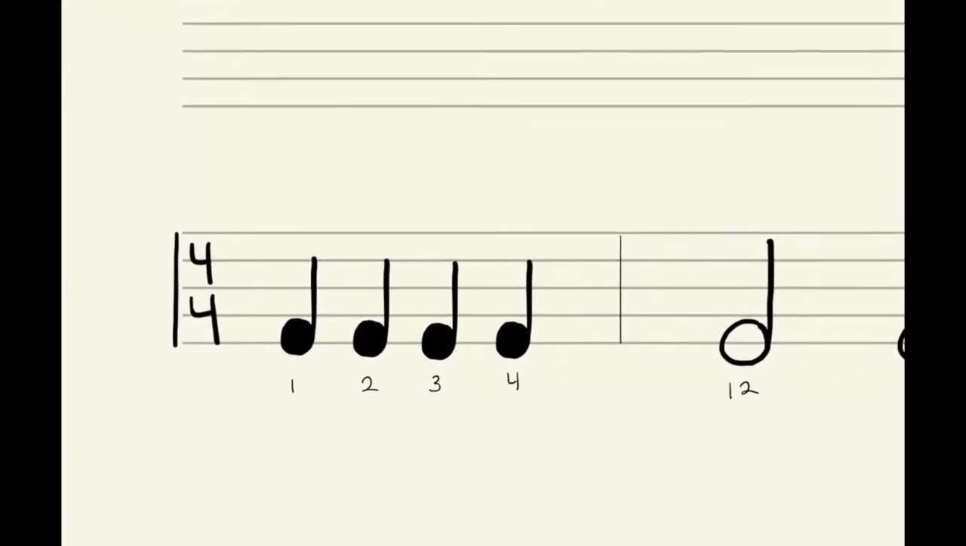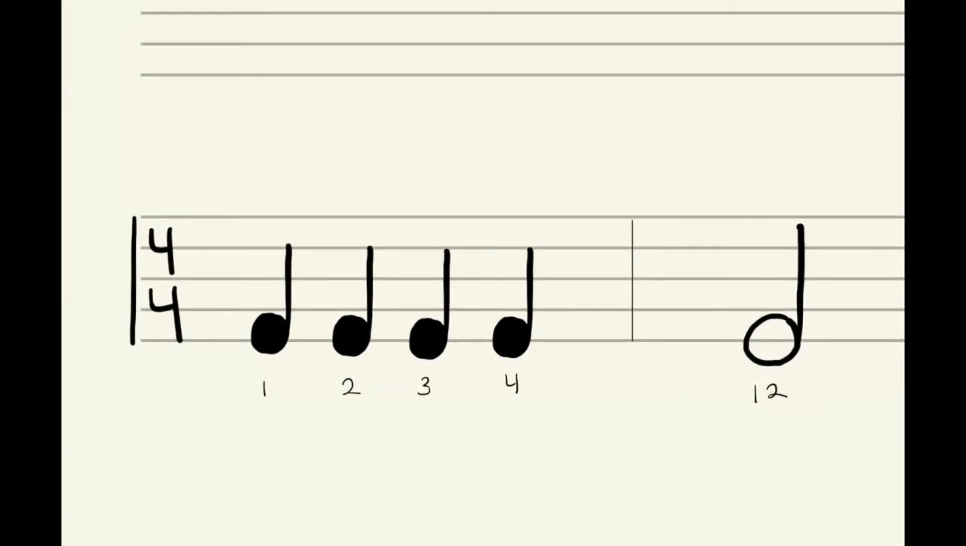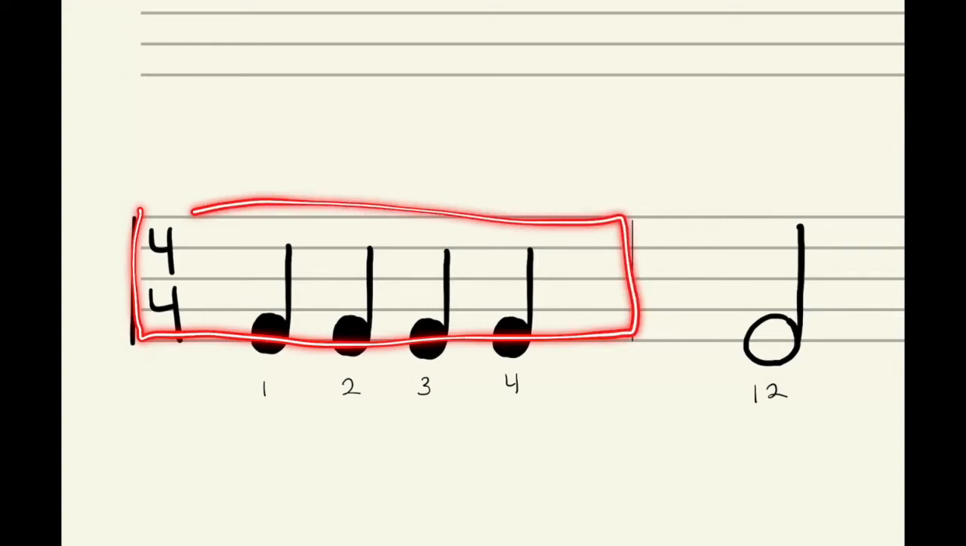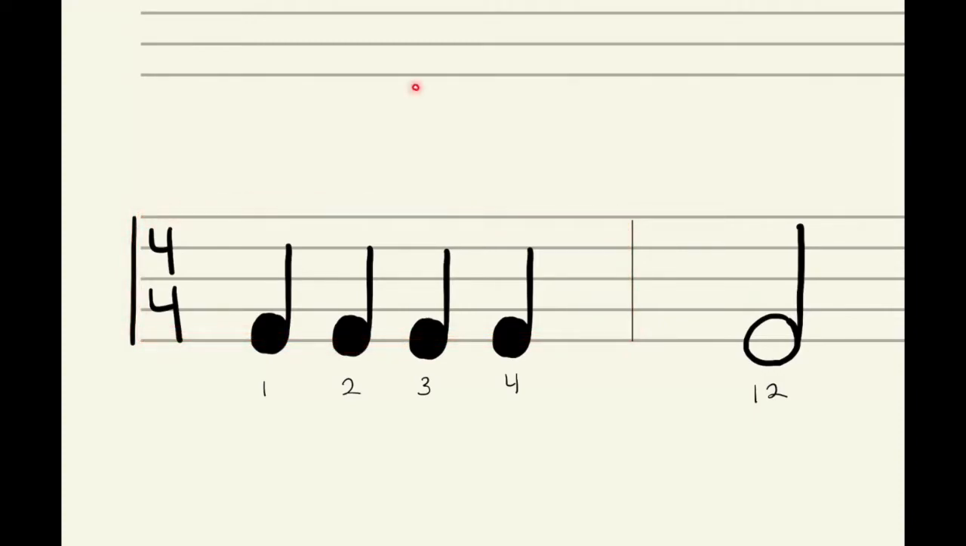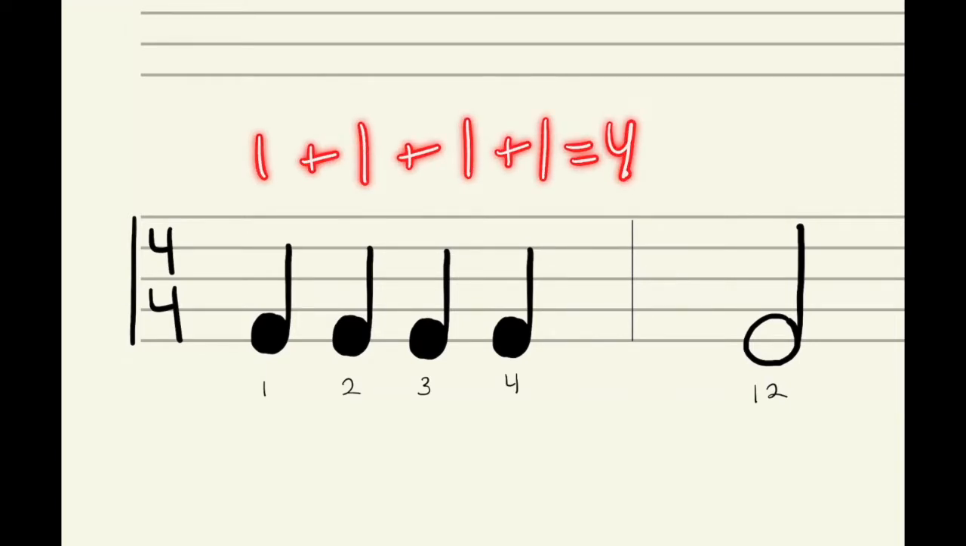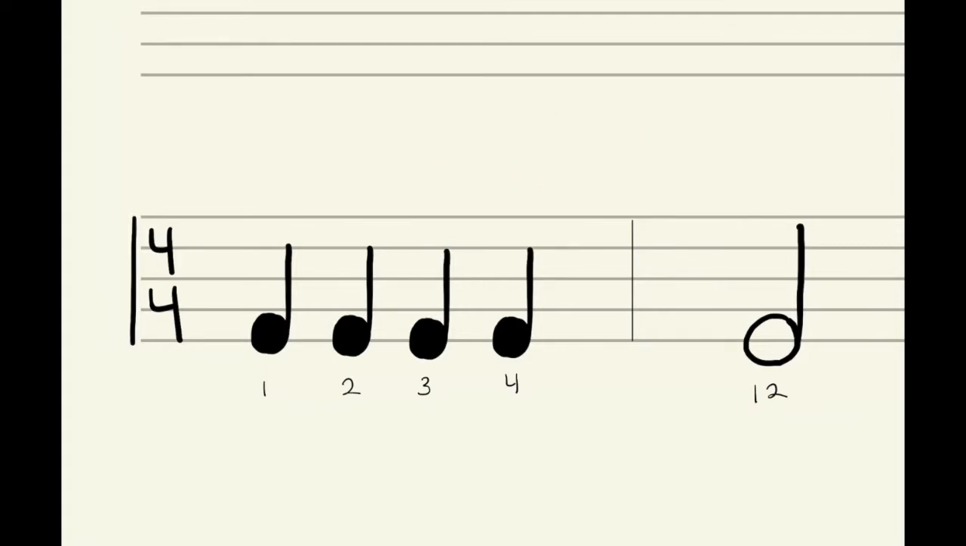So just moving on to some comprehension, we're just going to understand their values a bit better. So we're going to break it down like math equations. So this measure or bar of music has to equal 4 every single time. So let's think of the different ways we can write 4. So we could write it as 1 plus 1 plus 1 plus 1 equals 4. So that's 4 quarter notes, 1, 2, 3, 4.